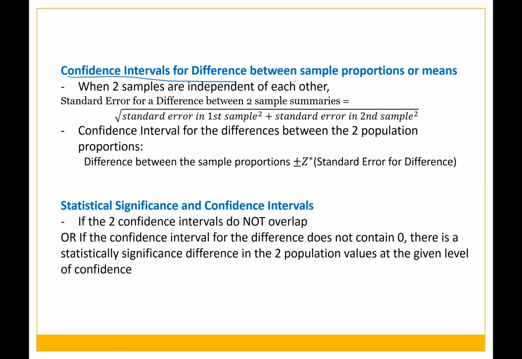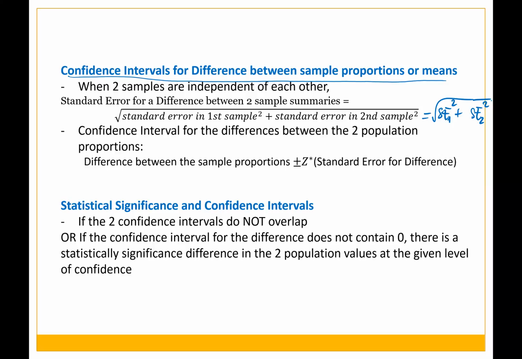Lastly, we have the confidence interval for the difference between sample proportions or means. When two samples are independent of one another, the standard error for a difference between two sample summaries is the square root of the standard error in the first sample squared plus the standard error in the second sample squared. So it's just the square root of SE1 squared plus SE2 squared.